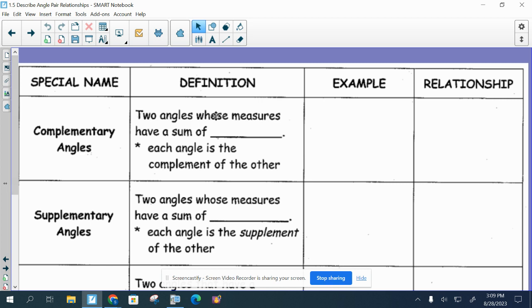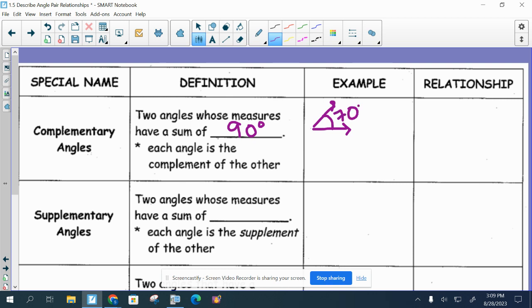Complementary angles are two angles whose measures have a sum of 90 degrees. Each angle is the complement of the other, so that's how you would say that. For example, let's draw an angle. Let's say this angle measure is 70 degrees, and you have another angle over here whose angle measure is 20 degrees. Then you would say that those are complementary because they add up to 90.